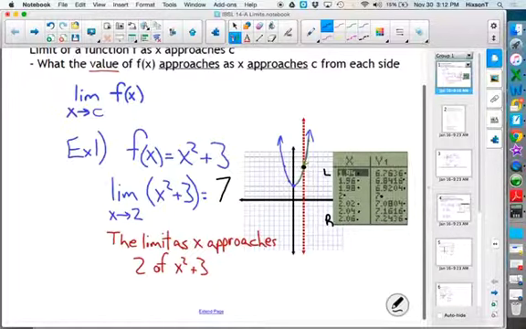So you'll notice we're approaching 7 as we come from the left and as we come towards 2 from the right. So you have to be coming from both directions? Yes. It has to approach, and we're going to mention this in just a sec, the same value from both directions.